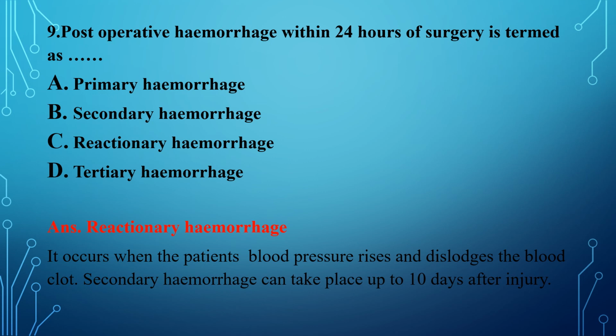And secondary hemorrhage can take place up to 10 days after injury. So according to the time period, primary hemorrhage will occur at the time of injury, secondary hemorrhage takes place up to 10 days after injury, and reactionary hemorrhage will be within 24 hours to 48 hours.